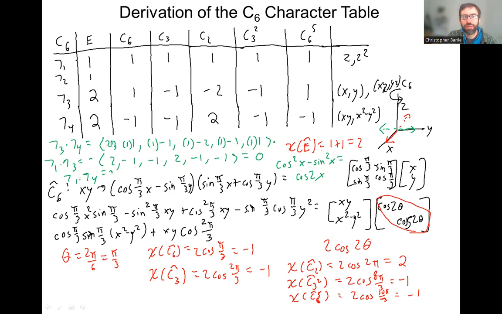Well, if it's going to be orthogonal with gamma 1, and again we have one operation in each class, that means we're going to have equal numbers of 1s and negative 1s. Remember, when we have a character of 1 underneath identity, we can only have 1s or negative 1s. So in order to be orthogonal with something that's all positive ones, we're going to have 3 negative ones and 3 positive ones to cancel that out and be equal to 0.